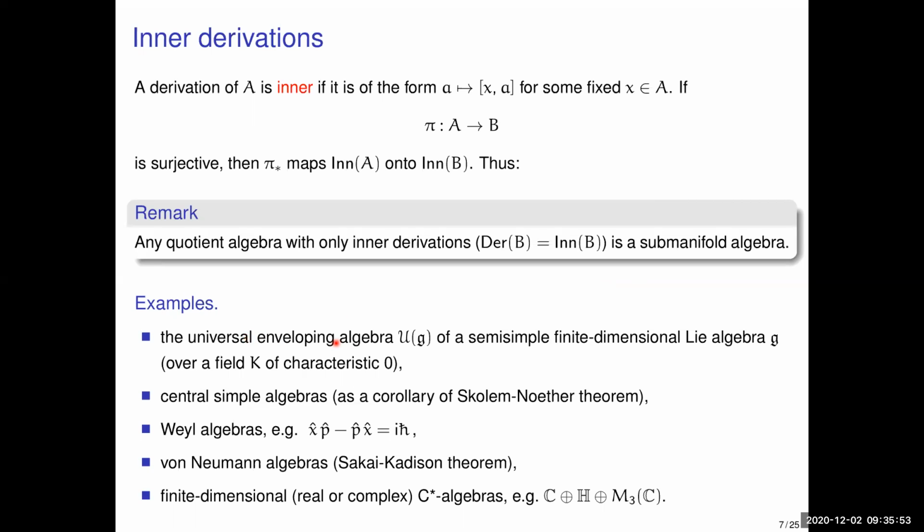Well, we have the universal enveloping algebra of some Lie algebra g, semisimple, finite dimensional. You have central simple algebras. These are simple algebras, meaning without non-trivial ideals, and central means that the center is trivial. Then Weyl algebras, and I wrote down the canonical commutation relations just in case there is some physicist following. It is well known that Weyl algebras only have inner derivations. Then von Neumann algebras, and as a special case of this last but one point, finite dimensional real or complex semisimple algebras, they only have inner derivations.